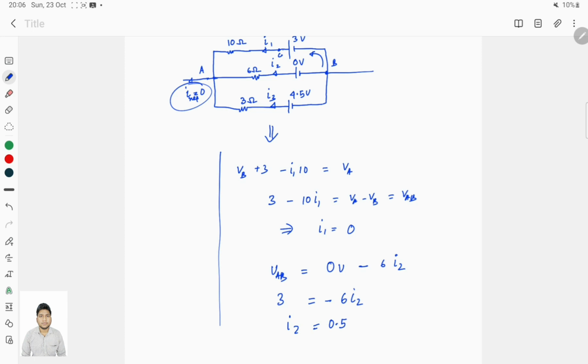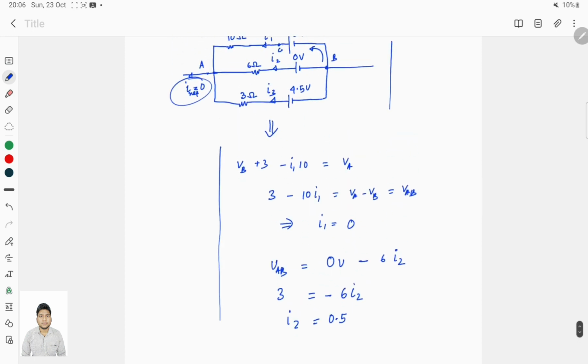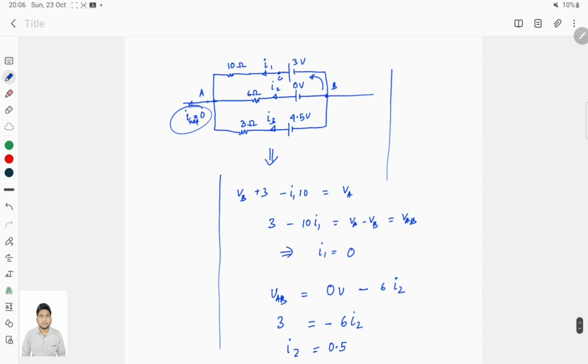For the third resistor, VAB equals how much? 4.5 volt minus 3I3. So 3 equals 4.5 minus 3I3. So 3I3 equals 4.5 minus 3, that is 3I3 equals 1.5, so I3 equals 0.5 ampere.